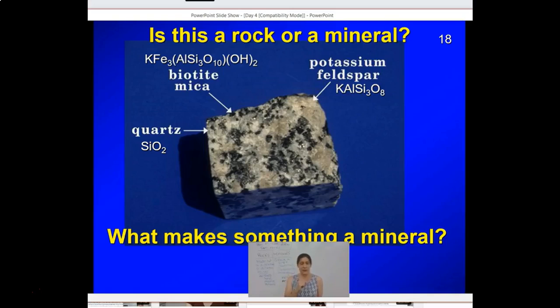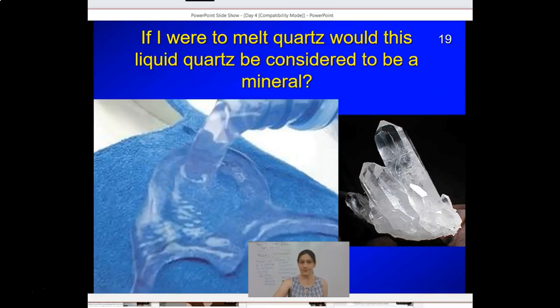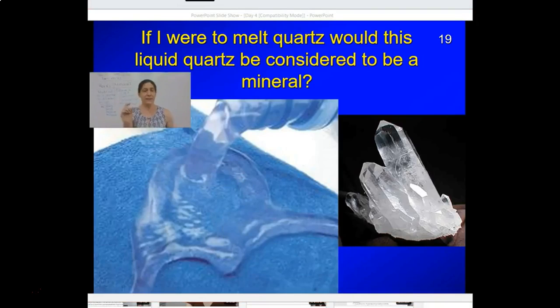So what you're looking at on the screen there is a rock. To be a mineral, it's just one composition throughout the entire sample. Okay, so that's one thing that has to be true to be a mineral, and that's really the main thing that differentiates rocks from minerals. But let's talk even more about minerals because, well, you'll see.